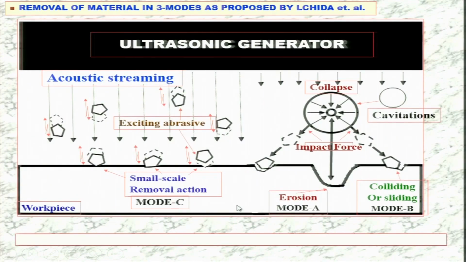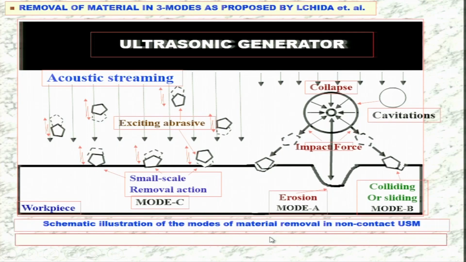Removal of material in 3 modes as proposed by L. Chinda et al., because different modes have been proposed by different researchers. Here this gentleman has proposed 3 modes, that is mode A, mode B, mode C. In mode A, it is the erosion that is taking place. In mode B, colliding or sliding, and in mode C, small scale removal action, that is shown over here. You can see here small scale removal, so exciting abrasive particles are there, so the total force acting is comparatively low, and this is the workpiece from where you are removing the material.